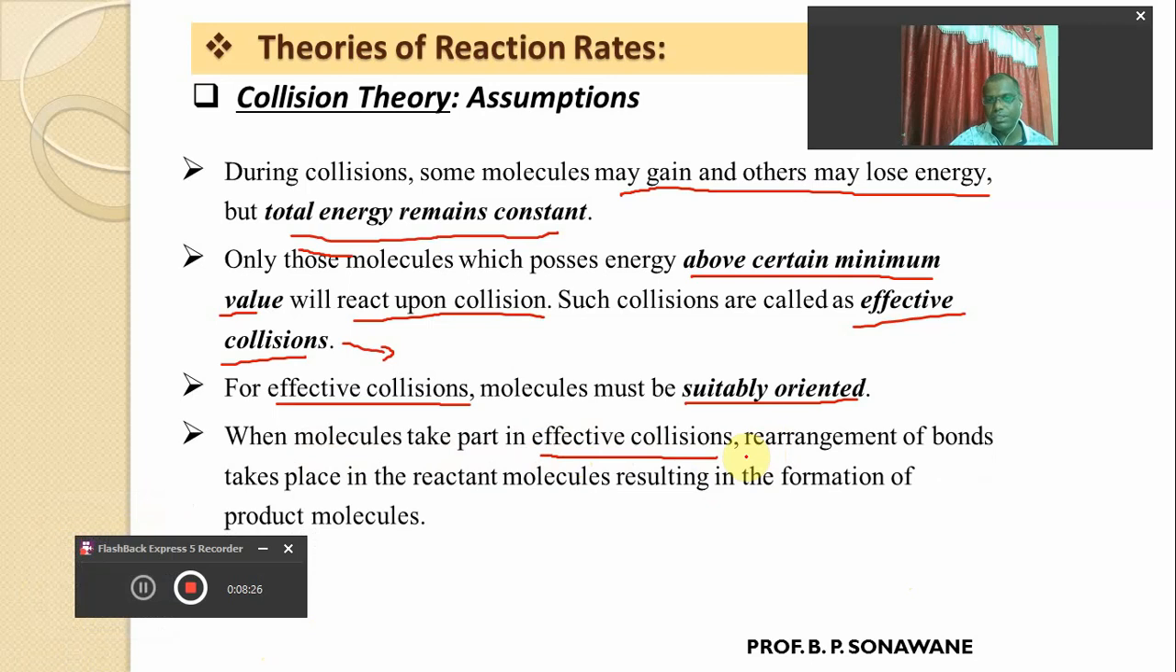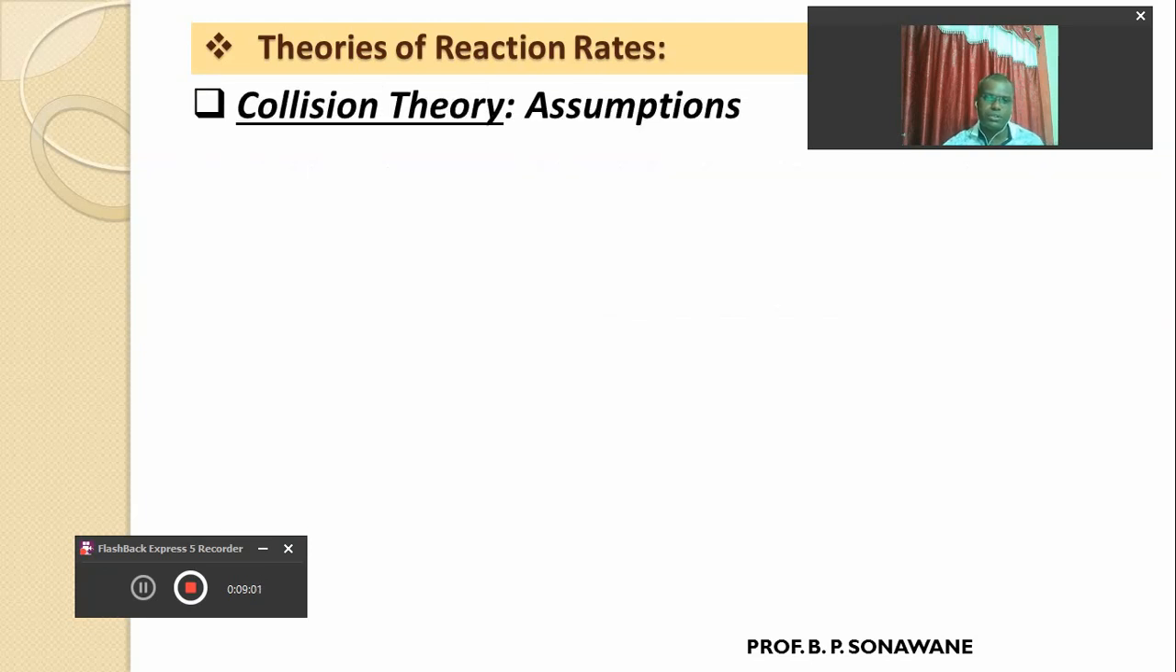And during such a process, a rearrangement of bonds takes place in the reactant molecules, resulting in the formation of product. It's very important. If the molecules take part in an effective collision, it means the collision has sufficient energy, or energy above a certain minimum value, and then it will be responsible for forming the product. During the formation of product, rearrangement of bonds takes place in the reactant molecules, resulting in the formation of products.